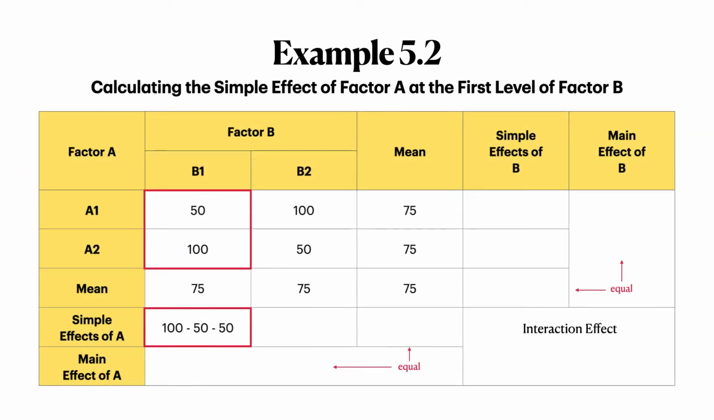And we can demonstrate this calculation in the context of our table, where I've augmented the table with rows and columns for the simple effects of A, the simple effects of B, and the main effect for each of those two factors. And right now we're working on the simple effects of A and B, so let's focus on that. And so we can see that the simple effects of A, by definition, is the difference between the treatment combinations at the first level of B1. All right, and so 100 minus 50, which is 50.